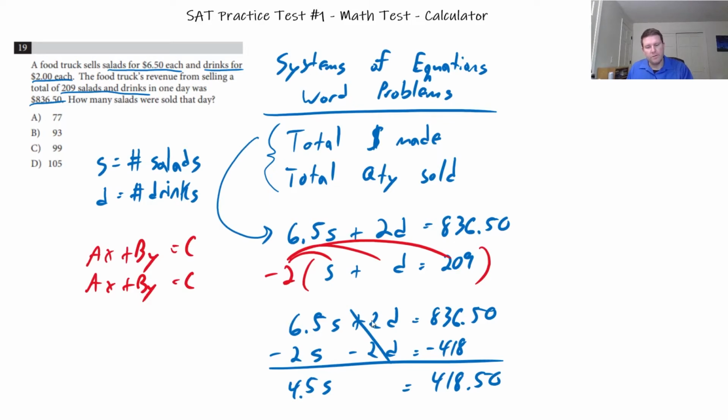It's also a good thing that we eliminated D because what they're looking for is the number of salads. So if we want to get to our salad number first, this is how we first get to our salad number, right? Check that off the bucket list. So divide both sides by 4.5. We wanted to eliminate D because it leads us directly to our salad number.